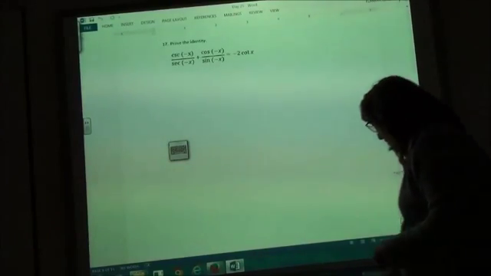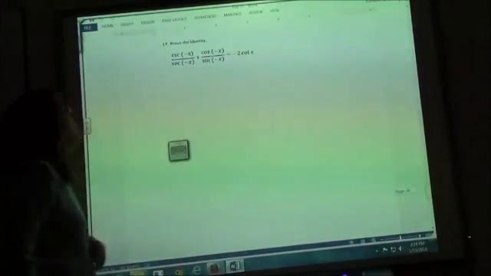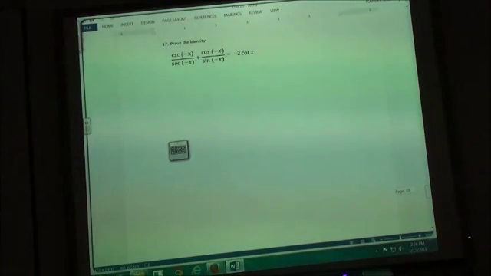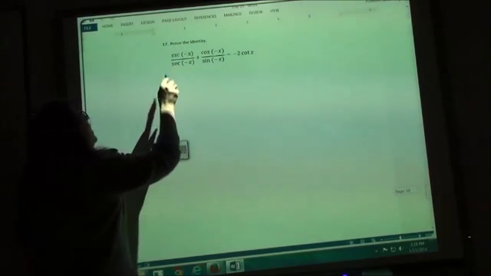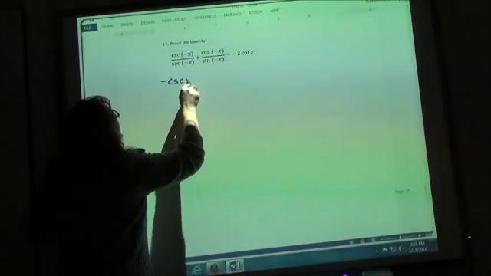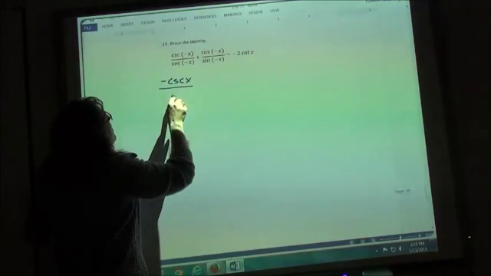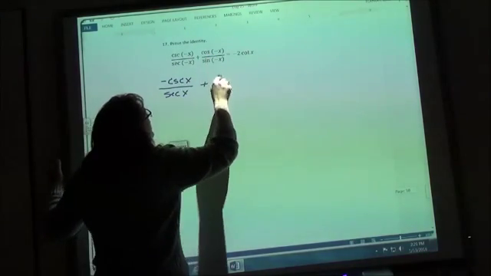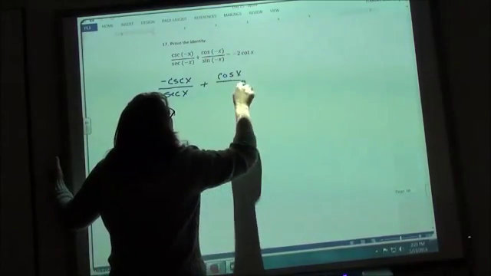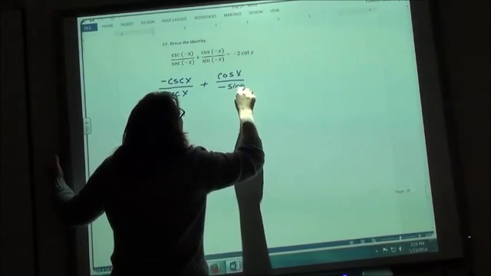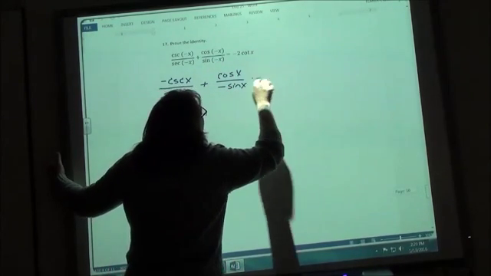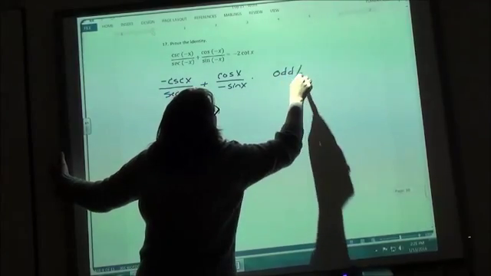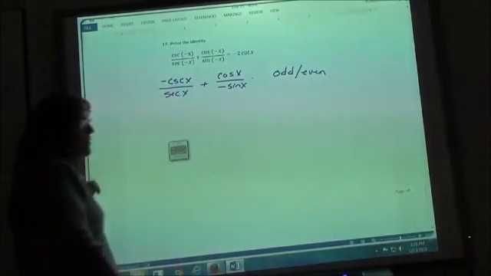Number 17 then. Again, we're going to use the odd and even functions. The only two that become positive are cosine and secant. The other ones will have the negatives out in front. So I'm going to have negative cosecant of x over, this is going to be positive secant of x, plus this is going to be positive cosine of x over negative sine of x. That is my odd and even functions.